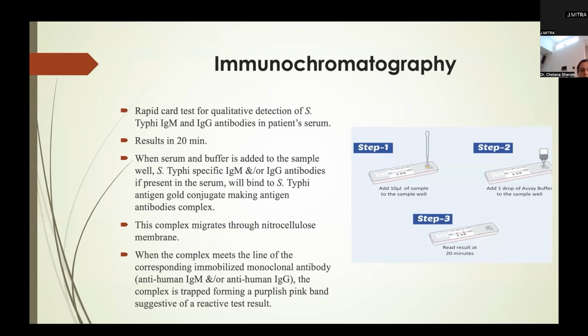Coming to the immunochromatography, it is a rapid card test for qualitative detection of Salmonella typhi IgM and IgG antibodies in the patient serum. It will give the results within 20 minutes. This is basically the immunochromatography, and the antigen antibody complex migrates through this nitrocellulose membrane with the help of capillary action. And when the complex meets the line of corresponding immobilized monoclonal antibody, which is coated on the nitrocellulose membrane, it is going to form a purplish pink band, which is suggestive of a reactive test result.